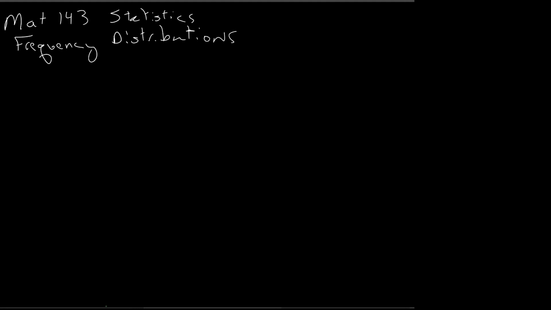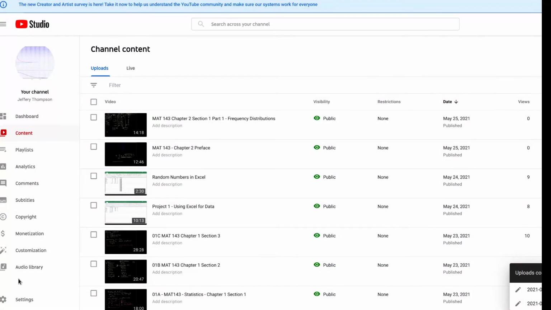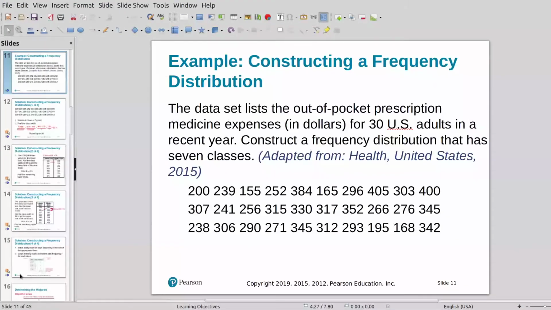And so what I want to do is I am going to use, I hope I have it right here, whoops, not that, this data here. The data of out-of-pocket prescription medicine expenses in dollars for 30 U.S. adults in a recent year, 2014 probably. So here's 30 pieces of data.